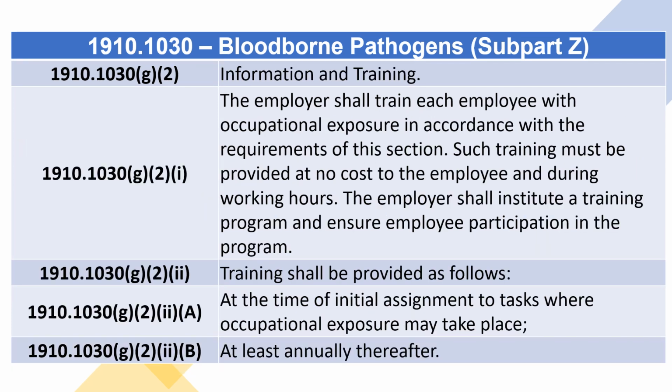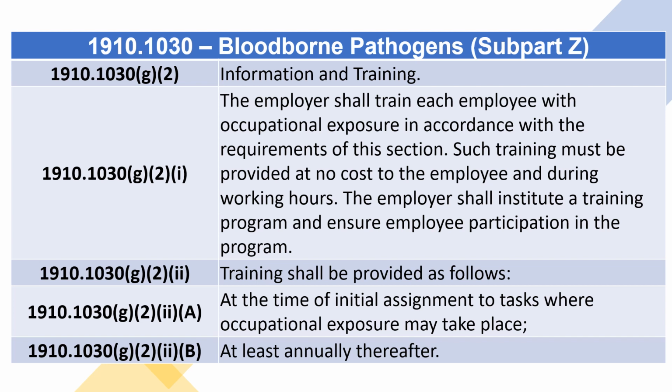1910.1030 G2, Information and Training. 1910.1030 G2 1. The employer shall train each employee with occupational exposure in accordance with the requirements of this section. Such training must be provided at no cost to the employee and during working hours. The employer shall institute a training program and ensure employee participation in the program.